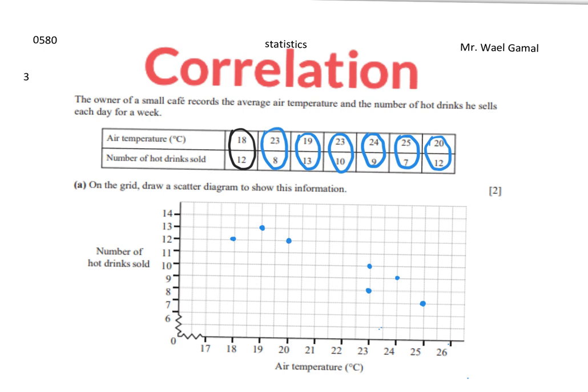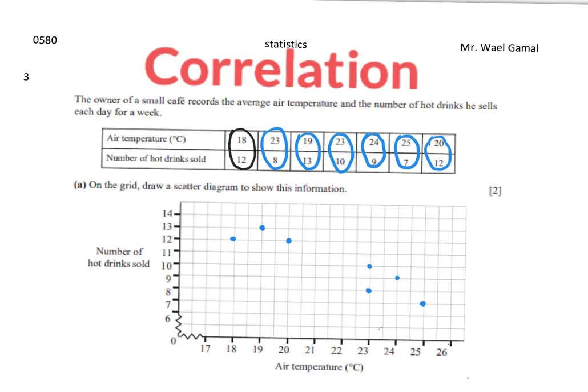Look at the points. When the temperature increases, the number of hot drinks sold decreases. This type of relation is called negative correlation. When x increases and y decreases, if the points go down like that, this is called negative correlation. So we have a negative relation between the air temperature and the number of hot drinks sold.